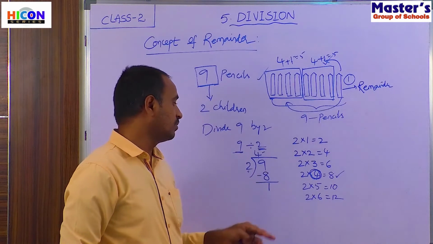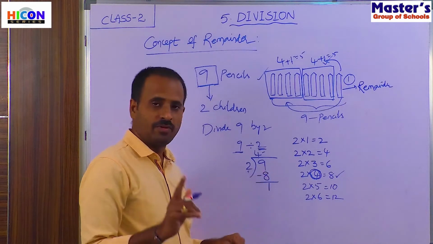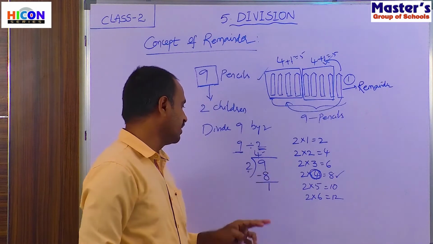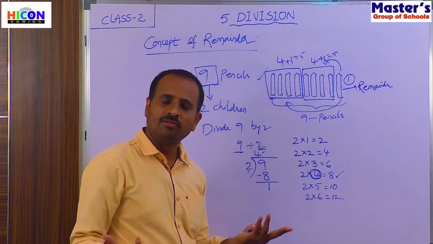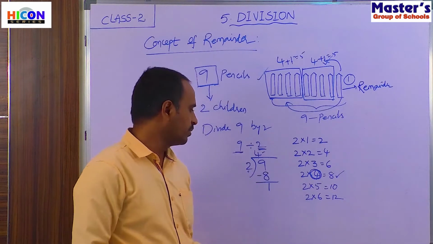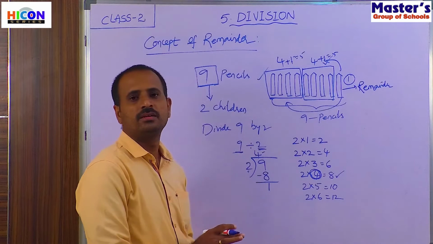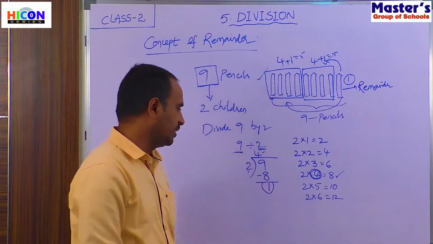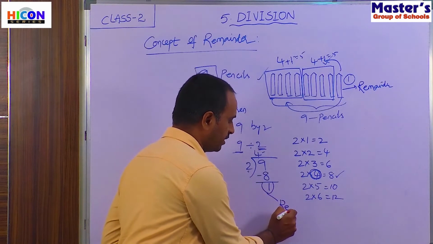We have to bring down the second digit, but here there is only 1 digit, and there is no second digit to bring down. And we did not get the 1 in the second table. Then what do we have to do? Then we have to complete the division here only. So that means here 1 is the remainder. So here 1 is called remainder.